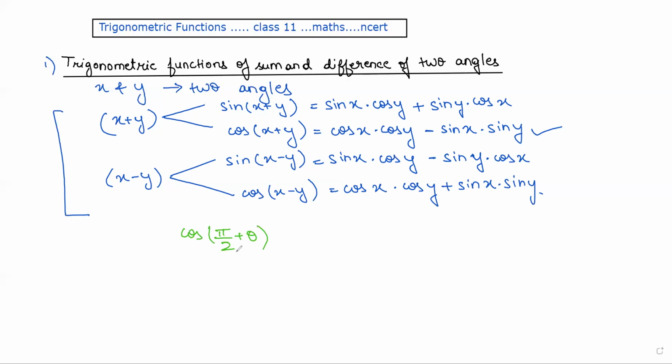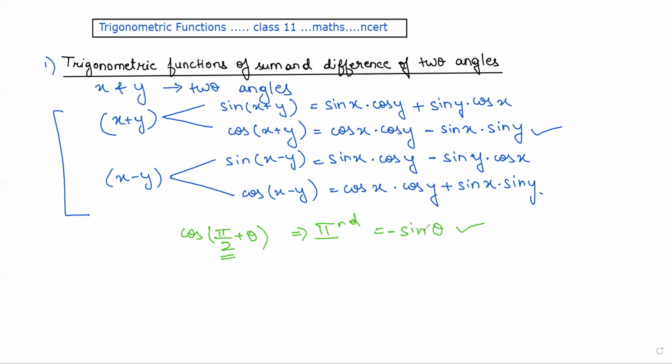Now, we know that pi by 2 plus theta comes in the second quadrant. Since it's pi by 2, your cos value will be converted into sine value. In the second quadrant, cos is negative. So this would be minus sine theta. This is from the understanding that we have seen in the last class.